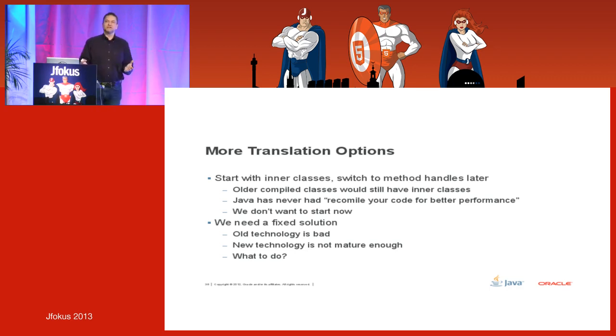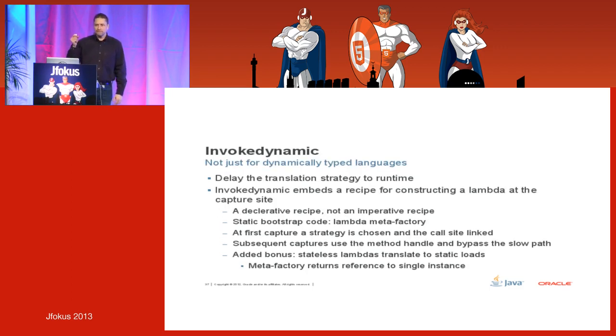So we need some kind of fixed solution. Fixed solution has to be where we allow the thing to do the same thing every time. Problem is, old technology in the form of anonymous inner classes is not really good enough. New technology is not quite mature enough in the form of method handles. So what do? The answer is Invoke Dynamic.